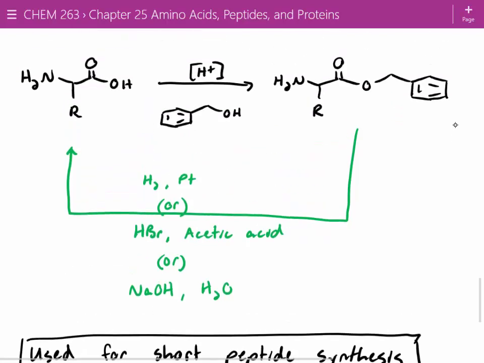So in this case, I'm drawing it as racemic, but normally when you buy your amino acids, they're enantiopure, so I'm just not showing stereochemistry there. Yeah, that's a good question.